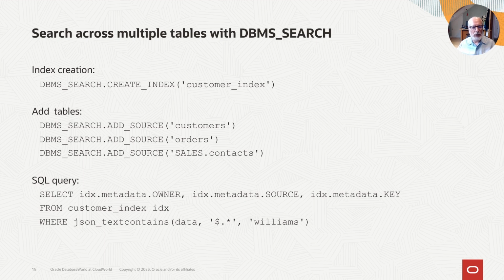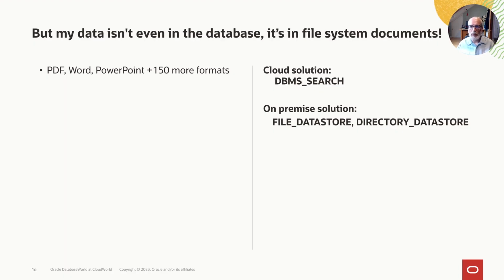So we can do a search using the contains query as we used before, or we can use JSON text contains. Now, because data is a JSON column, as I said, it was constructed from the different columns of the original source. This allows us to search in particular tables or particular columns for our source. Here we're looking for the word Williams appearing in any column within any table. But we could use that middle parameter. Here it's $.star, meaning anything. We could use that to restrict the search to particular tables or columns. Okay, so that's DBMS search to search across multiple tables.